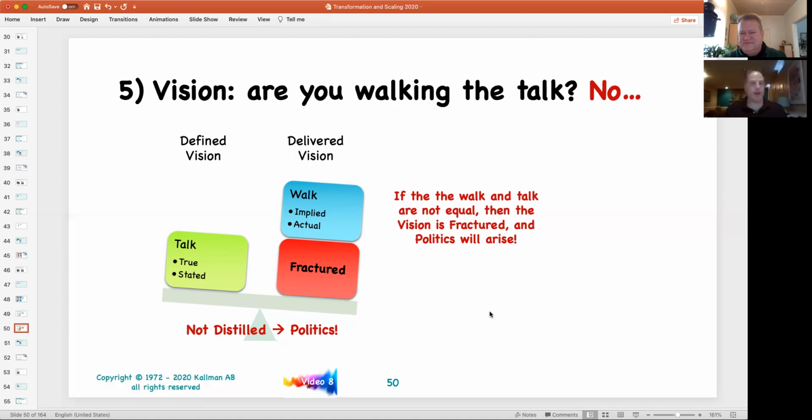So I'll give you an example. Let's say you have somebody who's a visionary type of person. They could come up with a real clear vision and people get on board. Yay, this is what we're going to do.